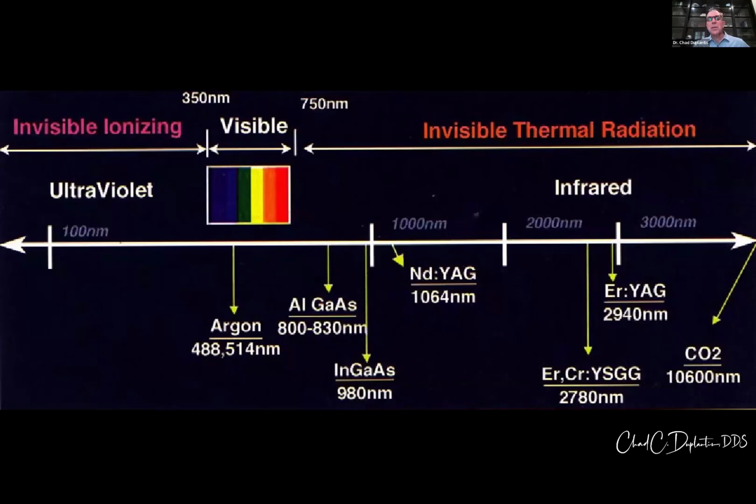So when we look at the various lasers on the market, we need to look at the light spectrum. On the left, you have the invisible or ionizing radiation. Between 350 and 750 nanometers, you have visible radiation. And to the right, we have invisible or thermal radiation. And you can see that the various lasers operate at different wavelengths, which we'll see in the next slide becomes very important. And the diode, once again, is between 810 and 980 nanometers.